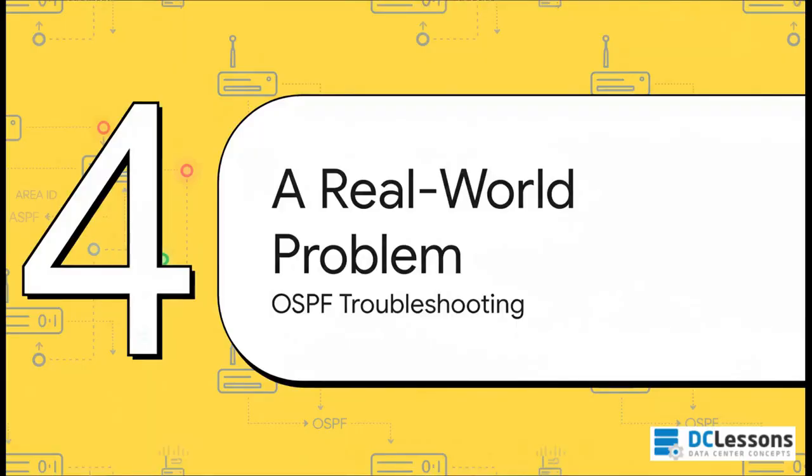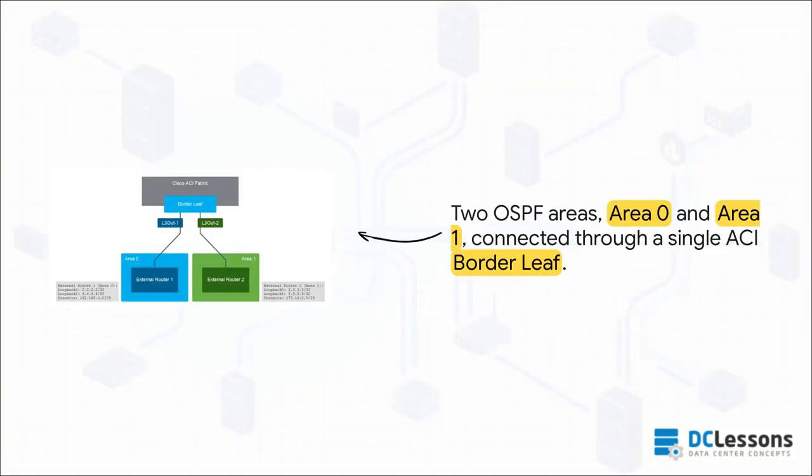All right, enough theory. Let's put all this to the test with a real-world troubleshooting scenario. This is a classic problem that trips up even really experienced network engineers when they first dive into ACI. So here's our setup. We have one ACI border leaf that's acting as an OSPF area border router. It's connected to a router in Area 0 and another router in Area 1. And the mission? It's simple. Get the routes from Area 1 to show up in Area 0 and the other way around, with ACI serving as the bridge in the middle.